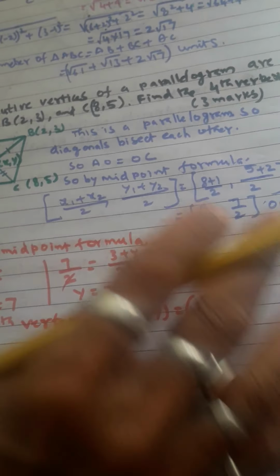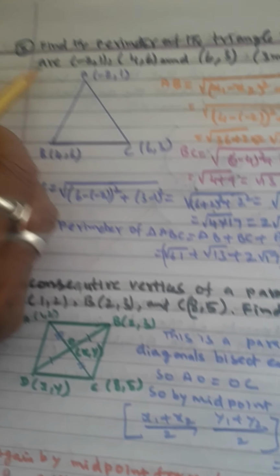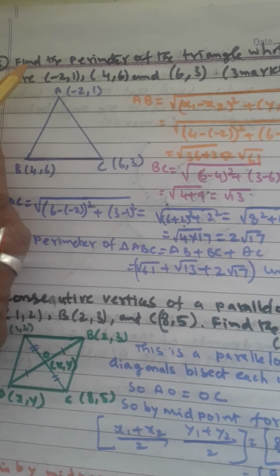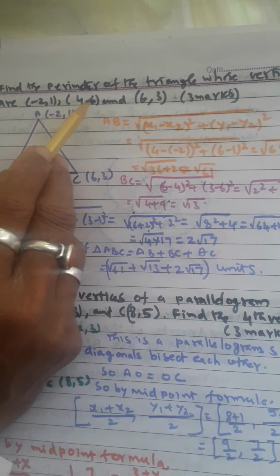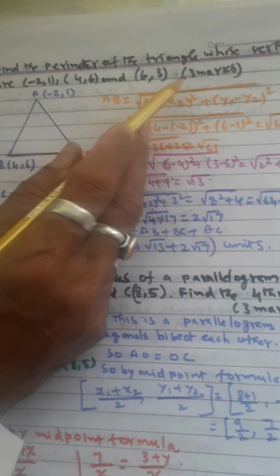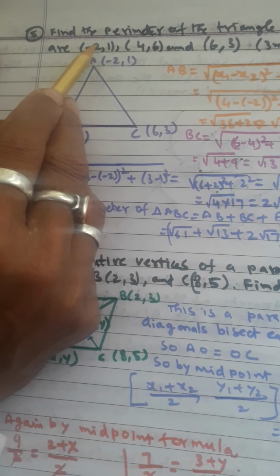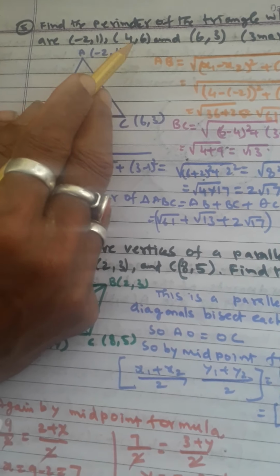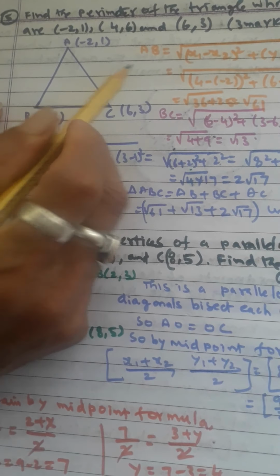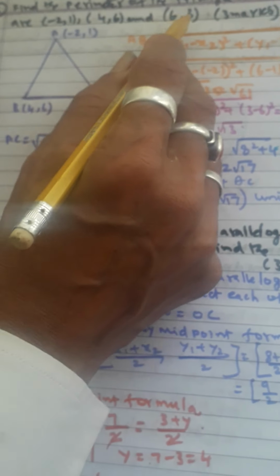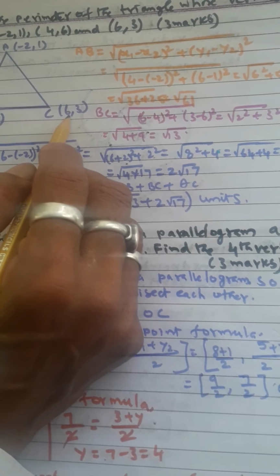Now let us go for the fifth sum. I will explain. The question is: find the perimeter of the triangle whose vertices are (-2, 1), (4, 6), and (6, 3). They will ask this for a 3 marks question. So A vertex I am taking as (-2, 1), B vertex I am taking as another coordinate, and C as the third value given.